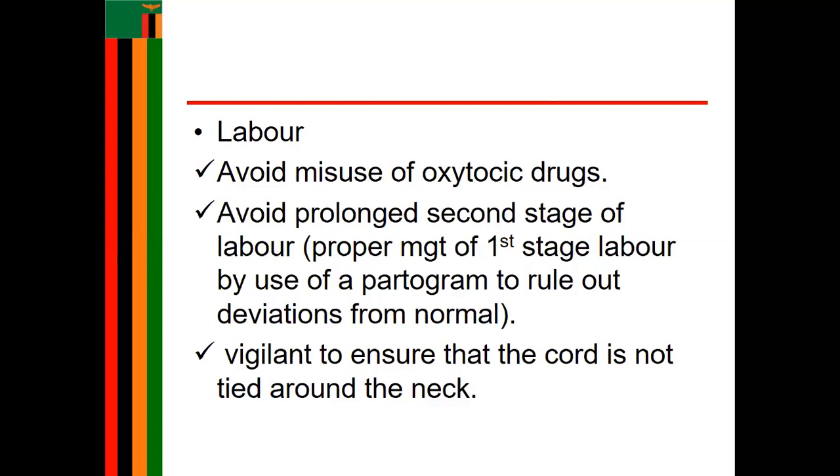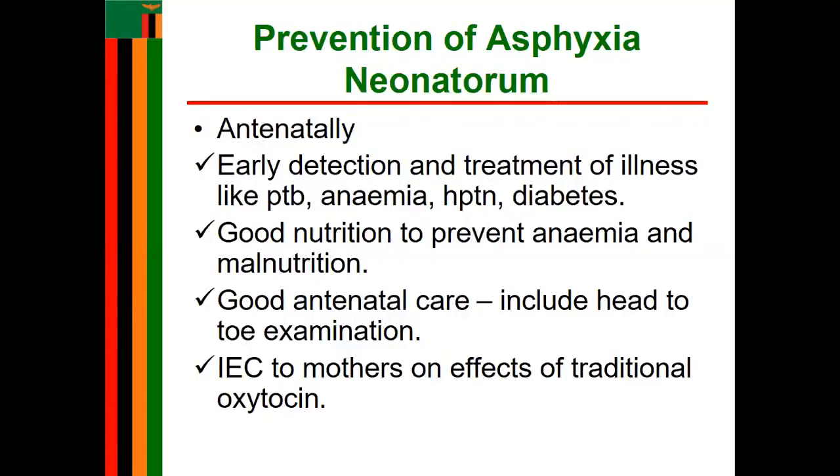Apart from that, also avoid prolonged second stage of labor. So therefore, you need to give proper management of first stage of labor by use of a partograph to rule out deviations from normal. Also, just being vigilant to ensure that the cord is not tied around the neck, meaning as soon as the head comes out, you need to go in with 2 fingers and check if at all there is a cord around the neck. So those are some of the preventive measures that can be used in prevention of asphyxia.